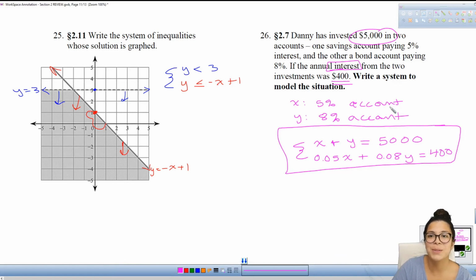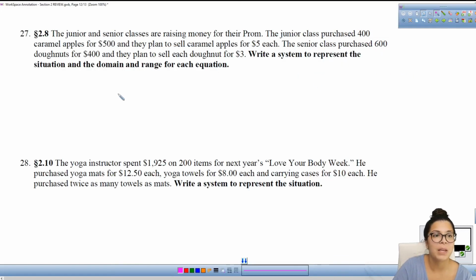All right, let's move on to 27. So on 27, the junior and senior classes are raising money for their prom. The junior class purchased 400 caramel apples for $500, and they plan to sell the caramel apples for $5 each. So the senior class purchased 600 donuts for $400, and they plan to sell the donuts for $3 each.